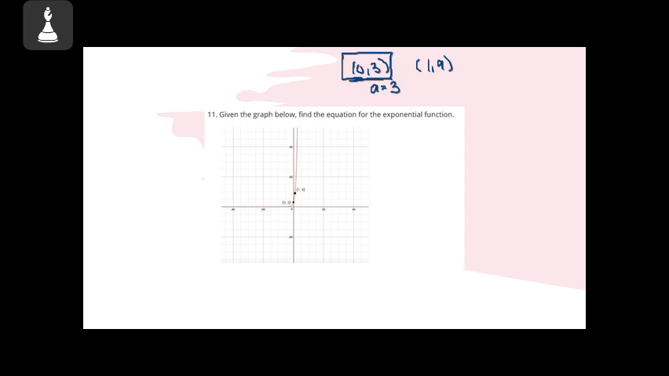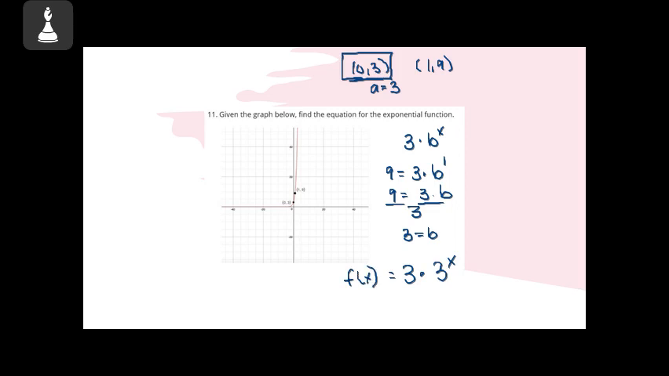So this is another way you could do this. So the initial value is A. So 3 times B to the x is what we're going to go for here. And let's see. 9 equals 3 times B to the first power. Well, that means 9 equals 3 times B. So if I divide everything by 3, 3 equals B. So final function, 3 times 3 to the x power.